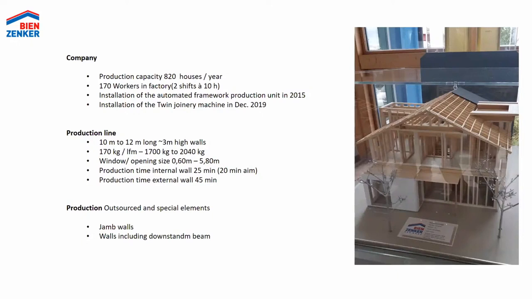They can be up to 3 meters high, can weigh like 170 kilograms per meter, and can have a specific window opening size, between 60 centimeters and 5.80 meters. And they try to achieve, and that's also really important, to produce an internal wall in 20 minutes. They're at the moment more at 25. For an external wall, you need additional insulation, and windows can be part of external walls.